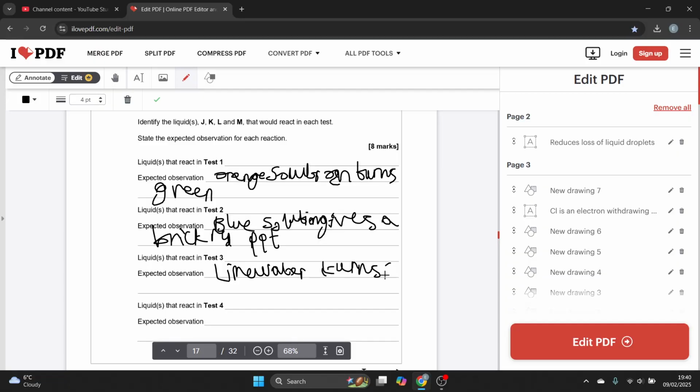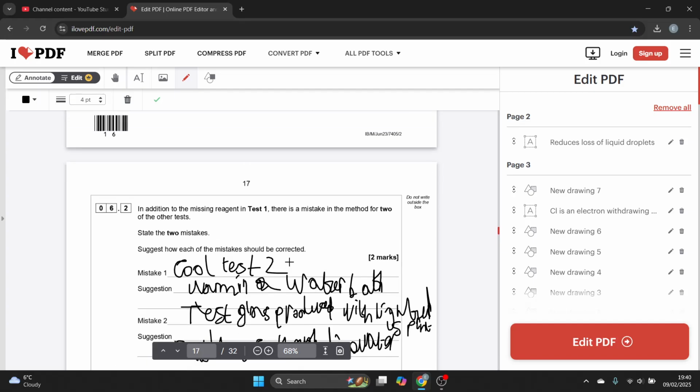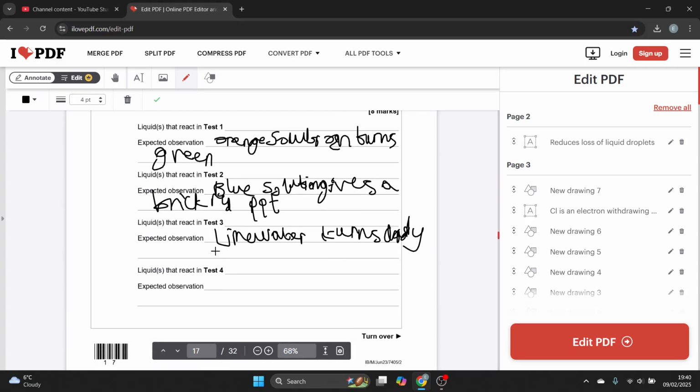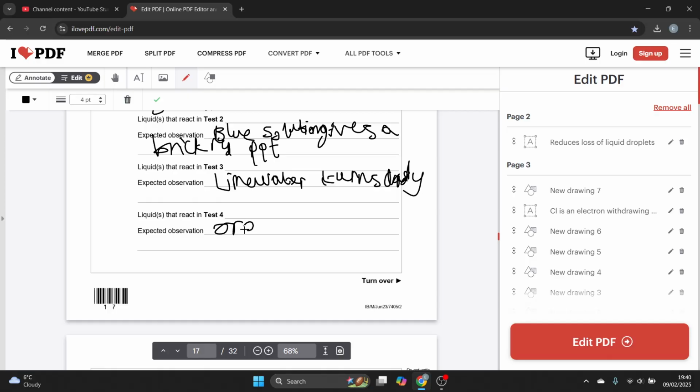And test 4, the expected observation, that's not it, it's bromine water and shake at room temperature: orange solution decolorizes. Or orange to colorless, but decolorizes is fine.